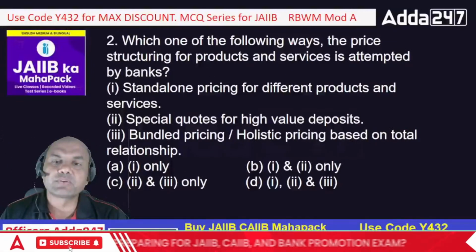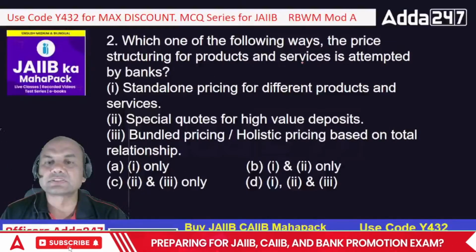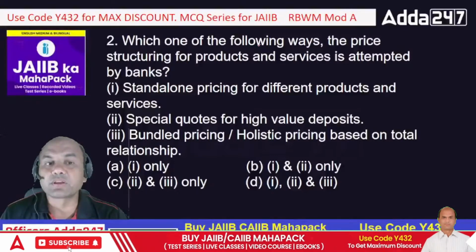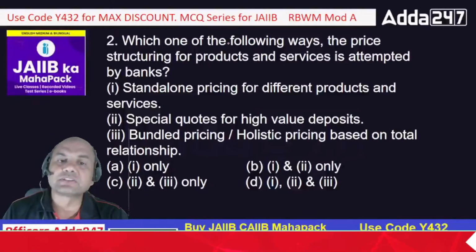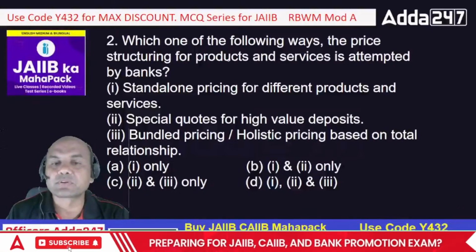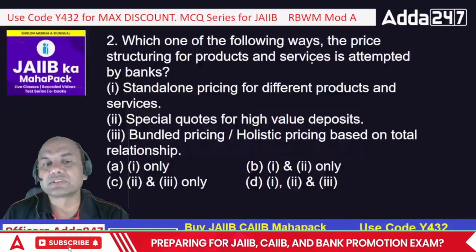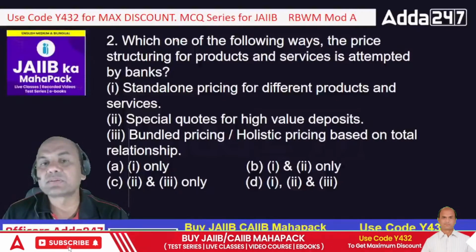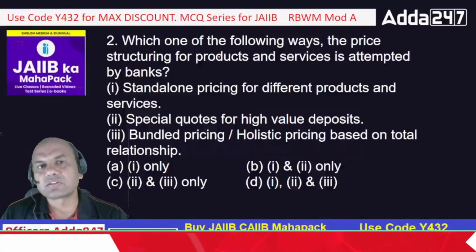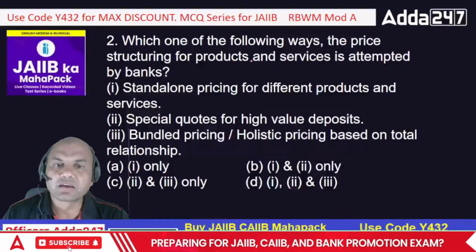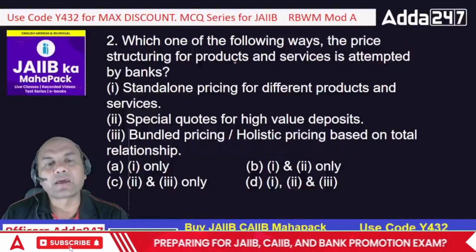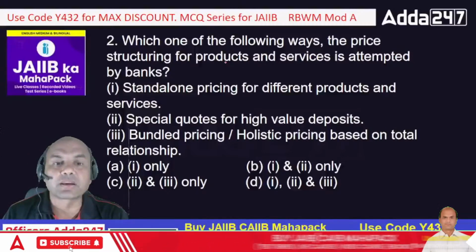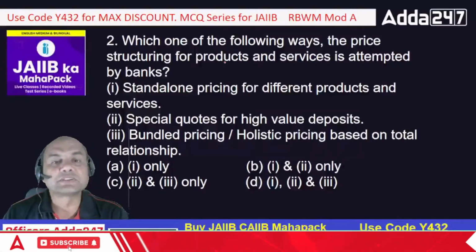Which one of the following ways the price structuring of the products and services is attempted by the banks? Price structure of the products means how the pricing is decided for the products and services, and that is attempted by the banks. How does the bank do it? See here, pricing is always called price skimming. How is it adopted? Bank first tracks whatever price is going on in the market right now, and based on that they do it.